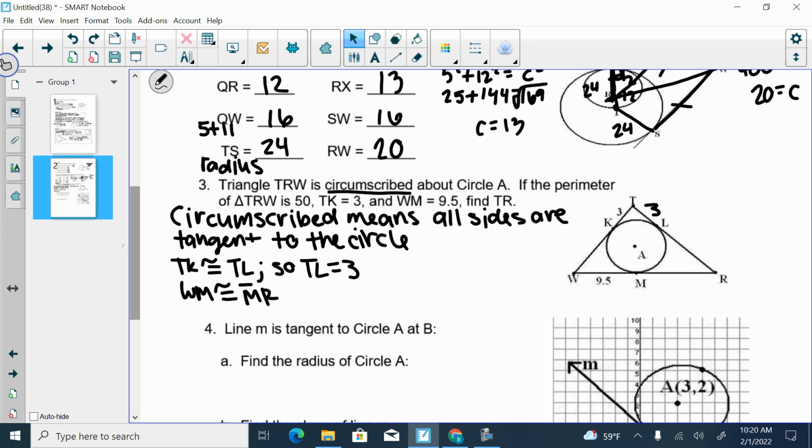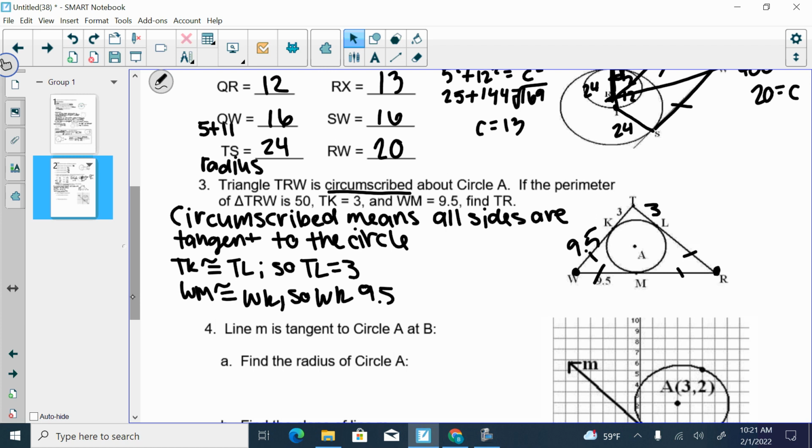So, MR should be 9.5. Oh, sorry, not that piece over here. We should have said WK, right? Sorry, I didn't correct you all when you said it. But remember, it's the points that come from the same external point that are congruent. So it's those two pieces, right? Now, over here, our external point is R. So whatever these two pieces are, they should be congruent, right? We just don't know what they are. But we might set something else up to solve for it, okay?